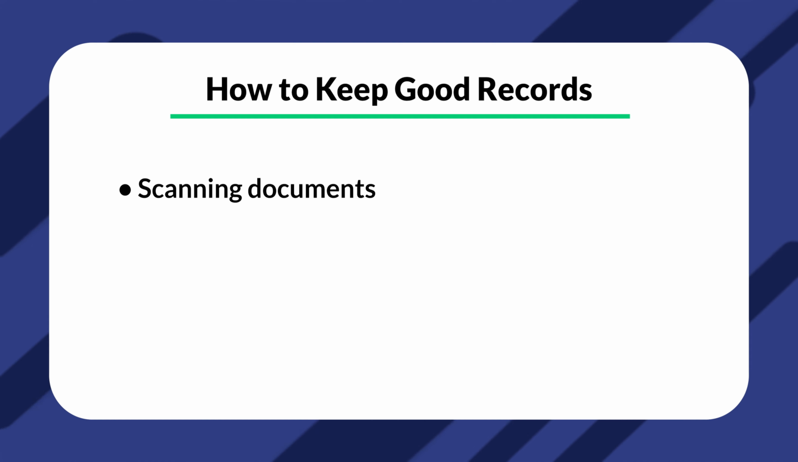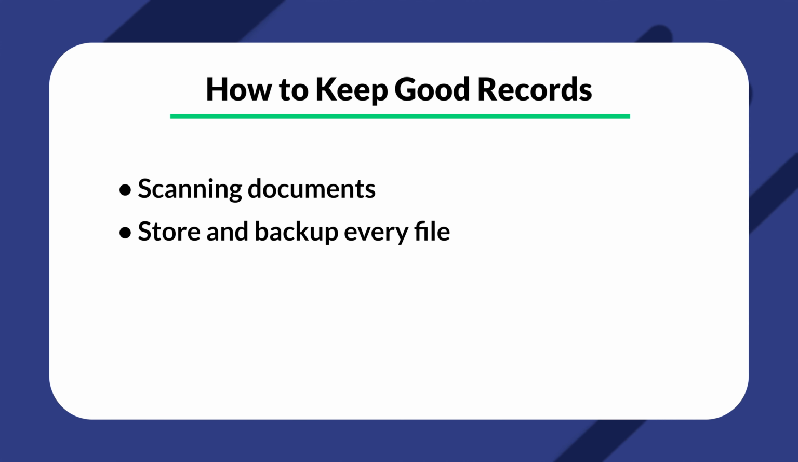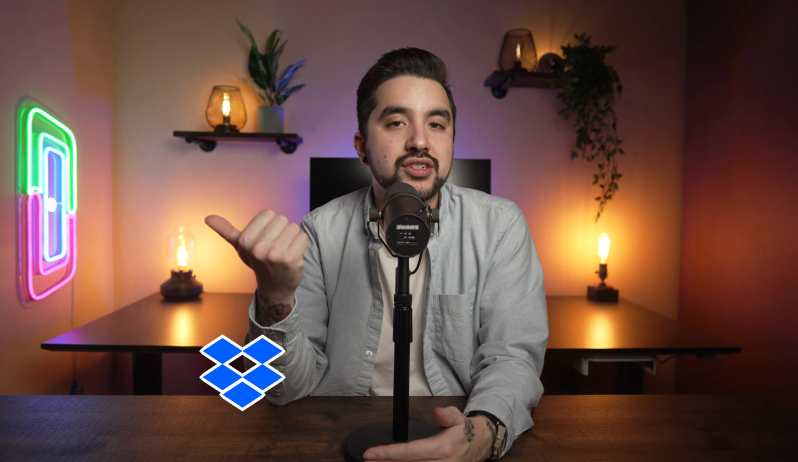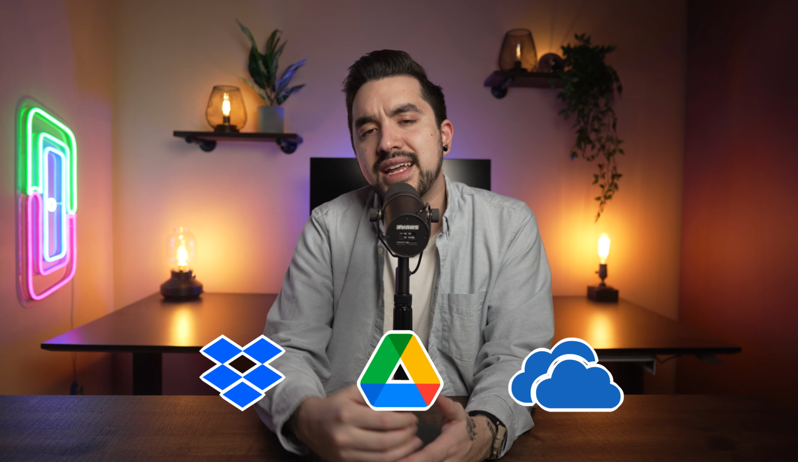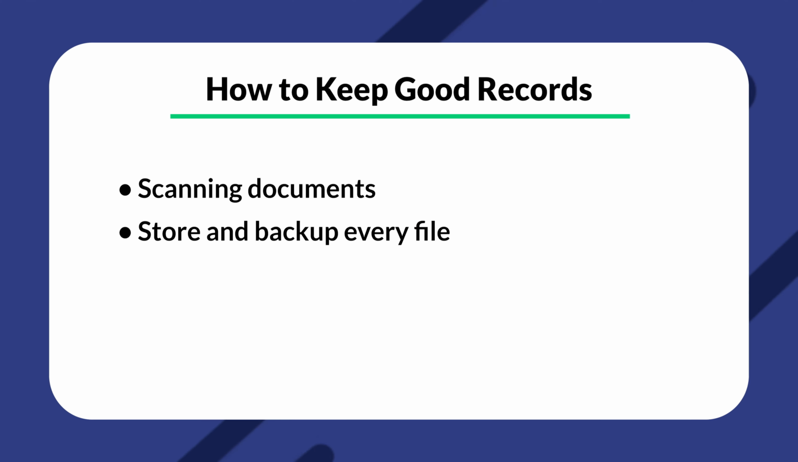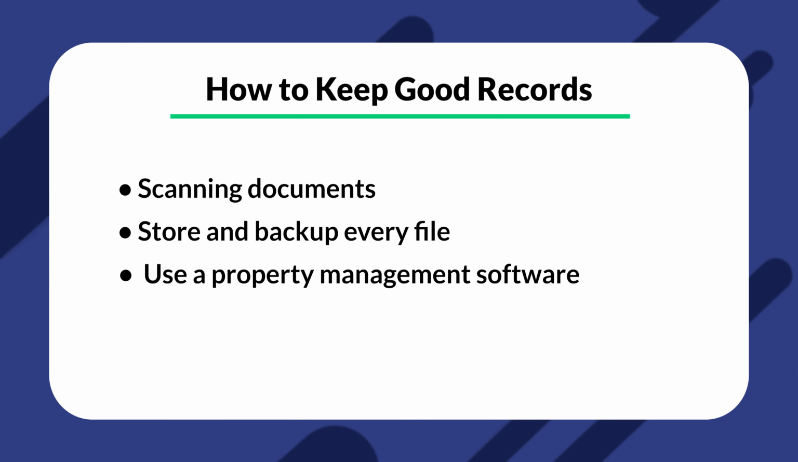You can get a great scanner for $300 to $400, and then once you have scanned it, store and back up everything using something like Dropbox, Google Drive, OneDrive, really any option that's easy to use and searchable. Or put it all in one place. Use a property management software.